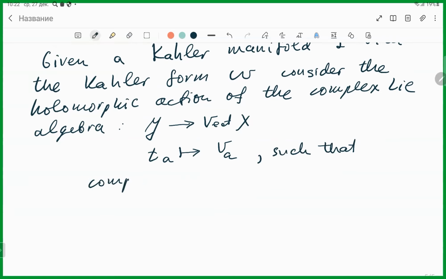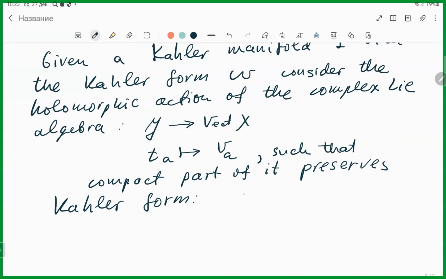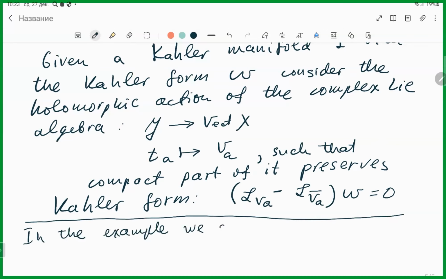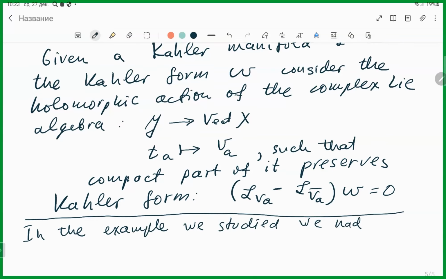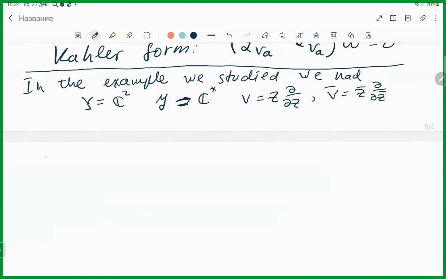Such that compact part of it. So it means, in the example we studied, we had Y equals C squared, G corresponding to C star, V was z d over dz, V bar was z bar d over dz bar. V minus V bar was z d over dz minus z bar d over dz bar.